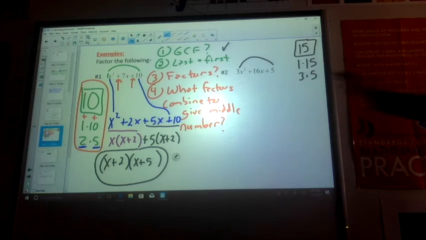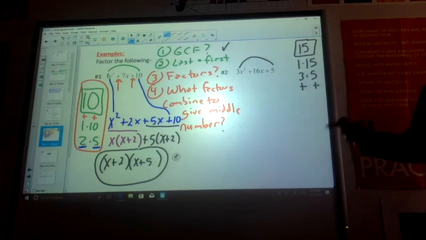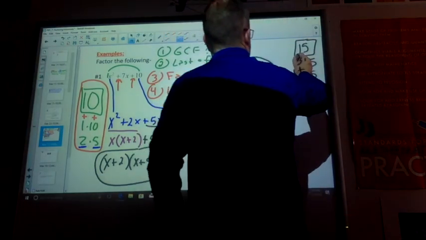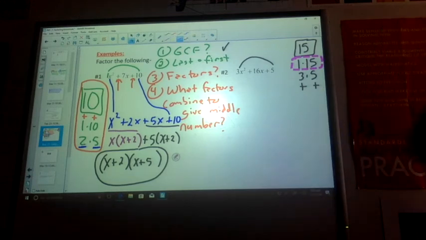Okay. See both these signs are positive? That means both of these have to be positive. Okay? Now, here comes that next question. What factors combine together to give me my middle number? What's my middle number on this problem? 16. So, if I add positive 1 and positive 15 together, do I get 16? Yes. If I add 3 and 5 together, do I get 16? No. Okay? So these are the factors that are going to work here. They're both going to be positive because both those signs are positive. Is everyone good with that?